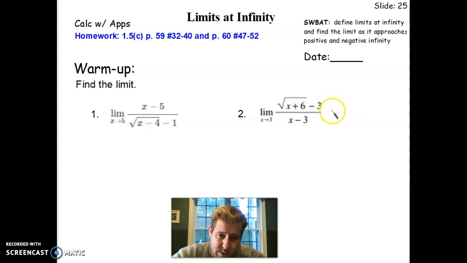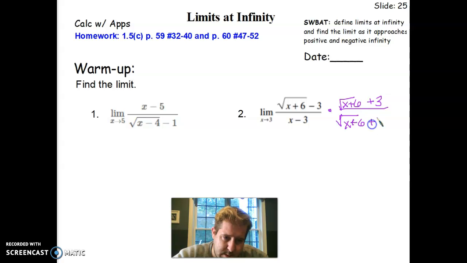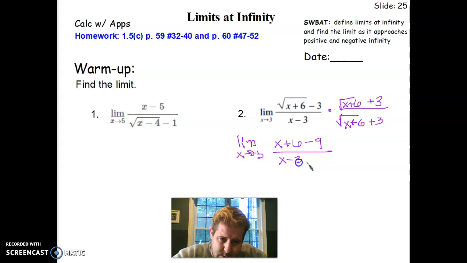These are both conjugate questions, so you would need to multiply by square root of x plus 6 plus 3. That's the opposite of what you see here on the numerator. Square root of x plus 6 plus 3. And then, limit as x approaches 3, we're going to end up getting x plus 6, and then negative 3 times 3 is negative 9. And then on the bottom, we've got x minus 3 times square root of x plus 6 plus 3.